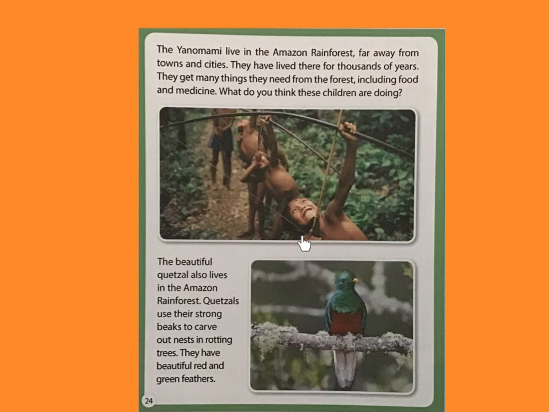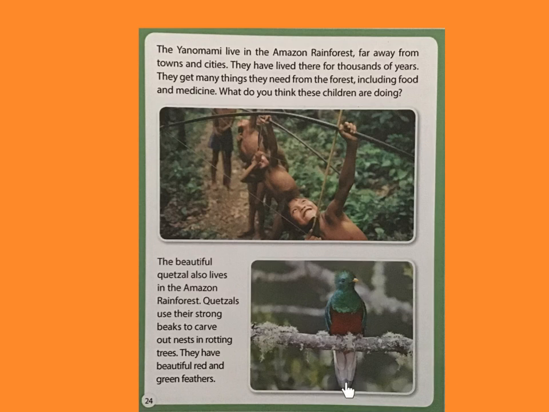What do you think these kids are doing? What do you think this is? If you said a bow and an arrow, good job. So what do you think they do with the bow and arrow? Those are usually used for hunting. So they might be hunting for the food. Remember it said that they get their food from the forest? So yeah, they're probably hunting maybe for their lunch or their dinner.